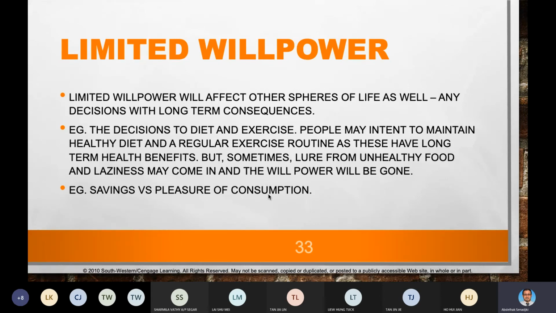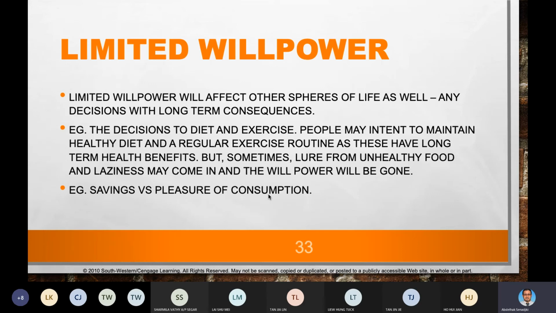Any decision with long-term consequences. Example, the decision to diet and exercise. People may intend to maintain a healthy diet and regular exercise routine as these have a long-term health benefit. But sometimes the lure of unhealthy food like McDonald's, junk food, and laziness, you feel lazy to go to the gym, may come in and the willpower will break.